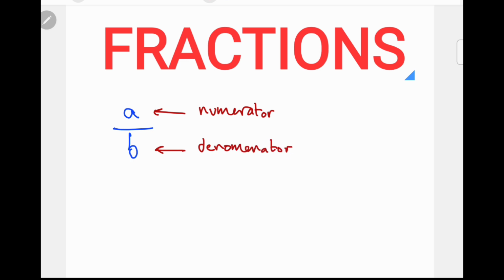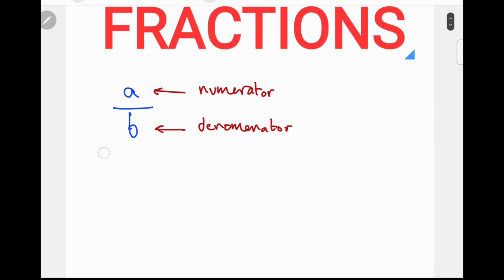Now there are two types of fractions. We have so-called proper fraction versus improper fraction.